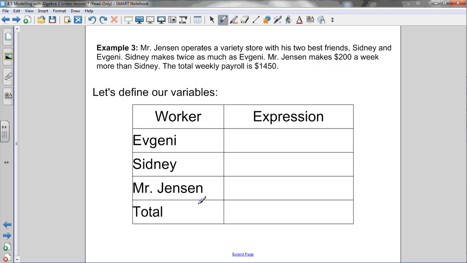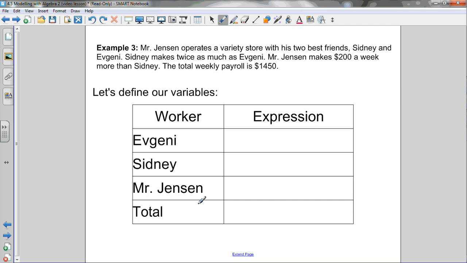So, I operate a variety store with my 2 best friends, Sydney and Evgeny. Sydney makes twice as much as Evgeny. I make $200 a week more than Sydney. The total weekly payroll is $1,450. So what I need to do here, first off, is define my variables.